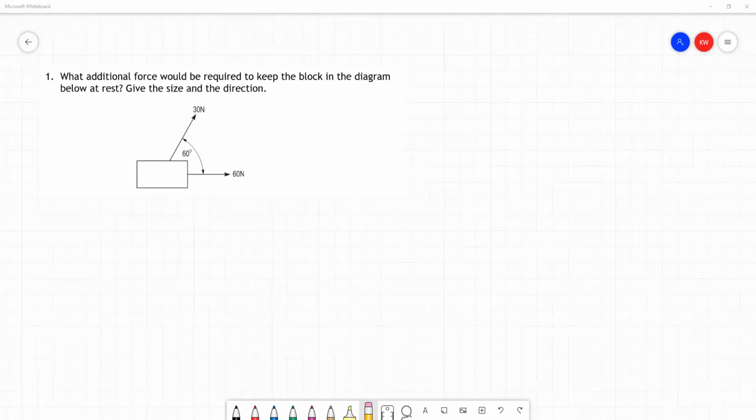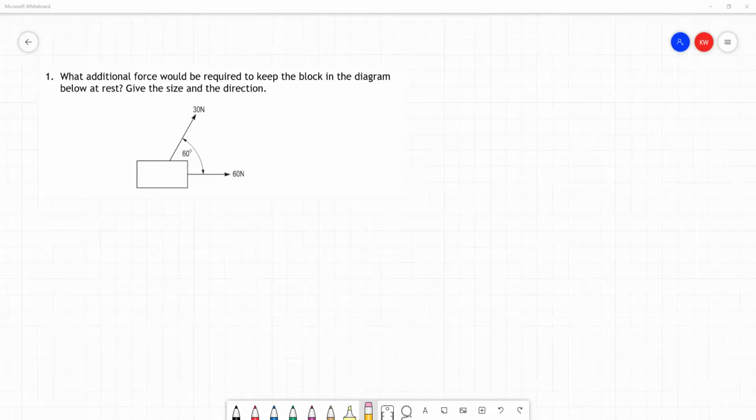In the question, we're asked, what third force would we have to add to this block in order to keep it at rest? The third force might be some combination of weight and friction, but we're not asked to comment on that. We're simply asked to determine what the third force must be for this block not to be moving.